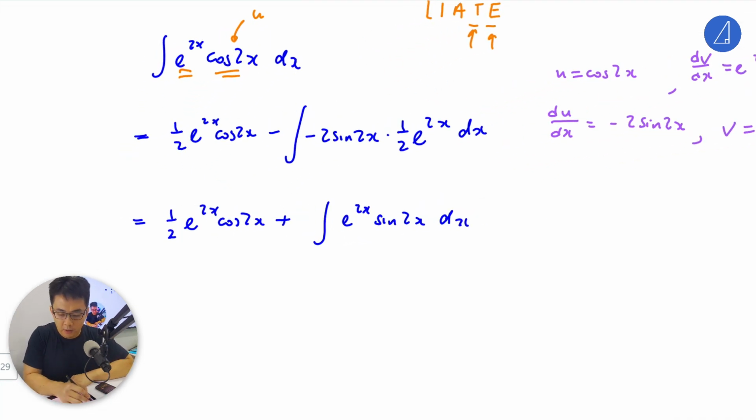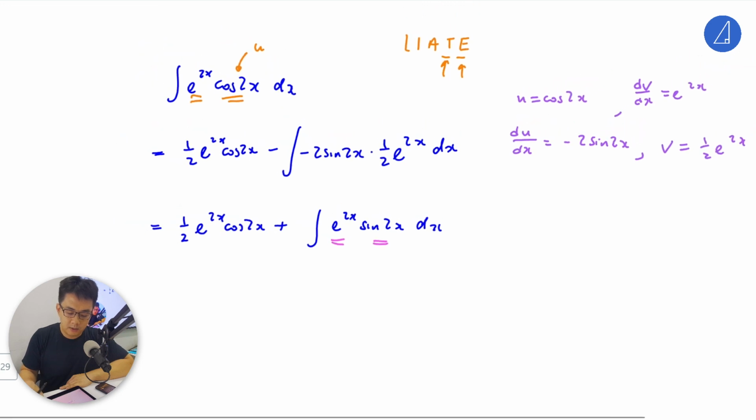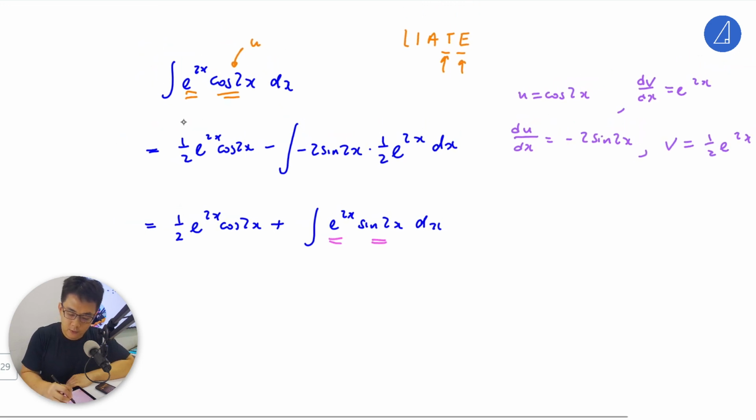You do another round of by parts. So just now you already did one round. This is another by parts, right? Just now this was by parts here, which is uv minus v du/dx. Then you do another round by parts.